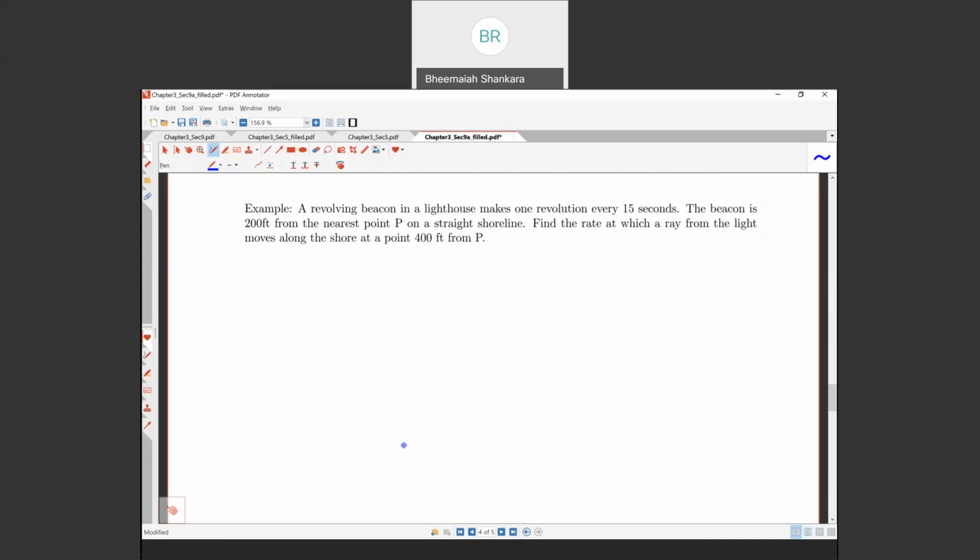So let's draw a right triangle here. The angle is theta. This coordinate here is P and then this is x. This distance is 200 and then we have h. So here is the ray of light.